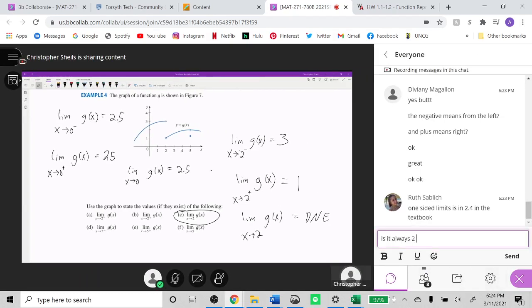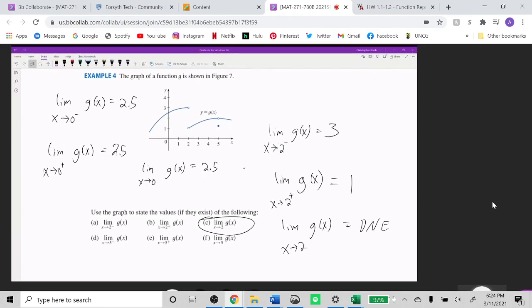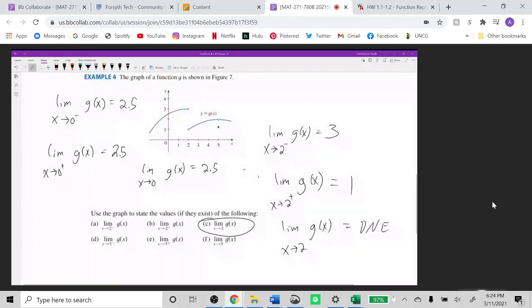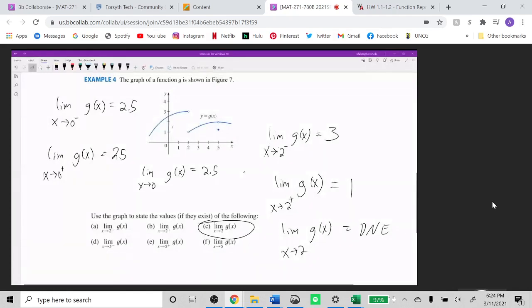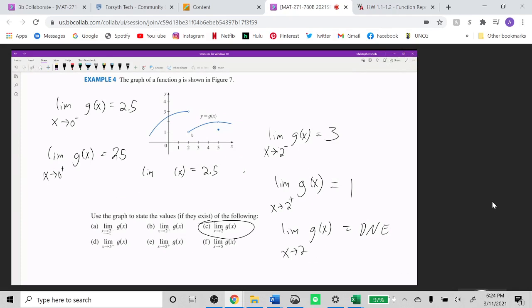One-sided limits is definitely 2.2 in the textbook, as long as we're looking at the same edition. The precise definition of a limit is 2.4, which we are not going to talk about. It's not always 2. It's just in this example. We were just looking at approaching this x value of 2. Because we have these examples D, E, and F, for instance, where we're looking at x approaching 5.